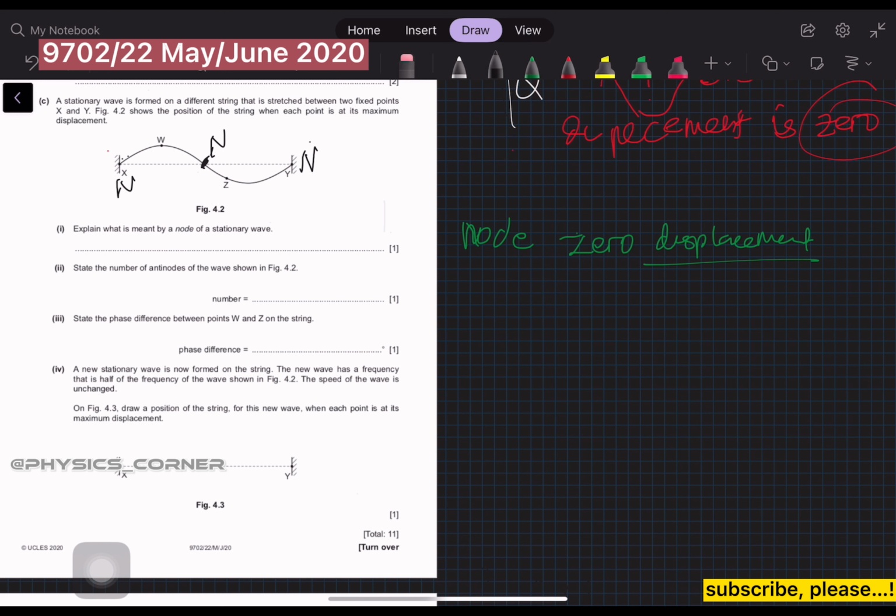State the number of antinodes of the wave shown in figure 4.2. We have two. So I repeat again: this is equilibrium, this is a node, this is a node, and this is a node, on this point and this point. Here is an antinode, this point, and also this is an antinode. So we have two antinodes.